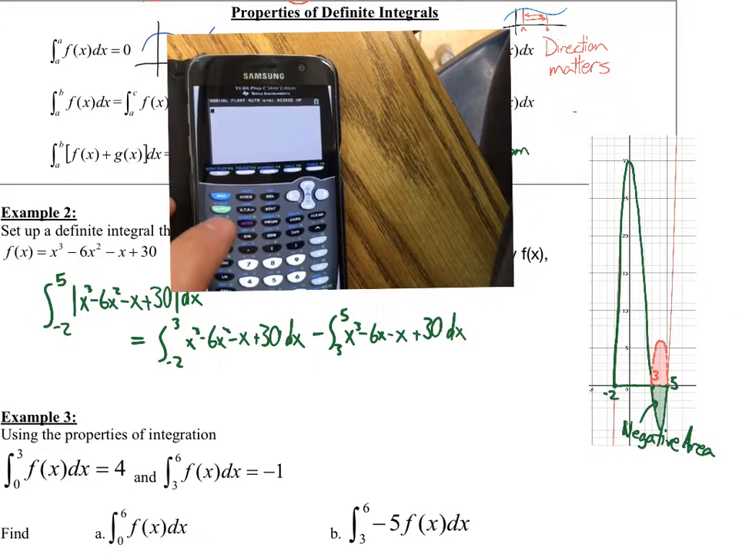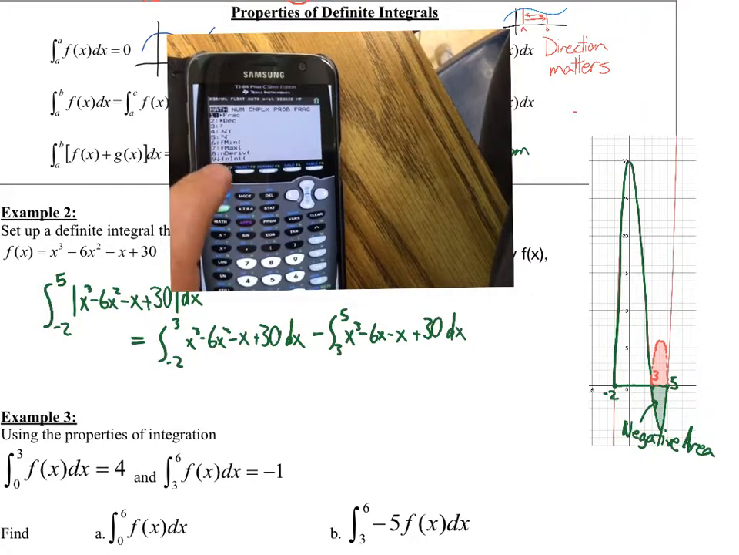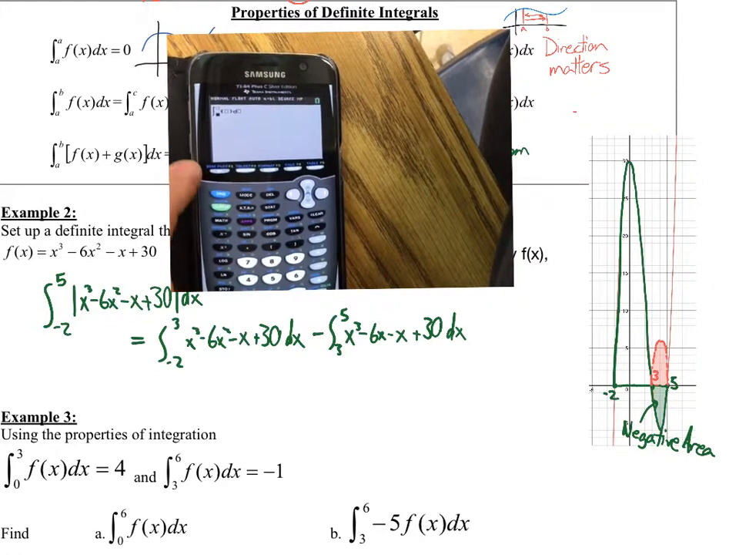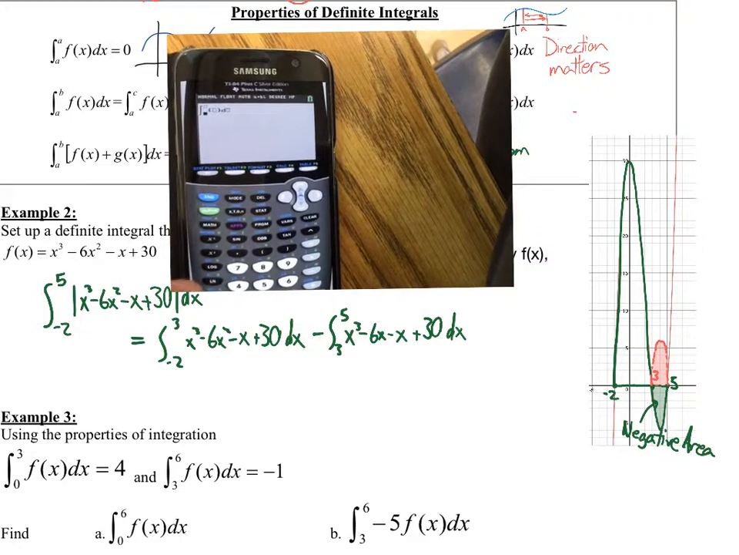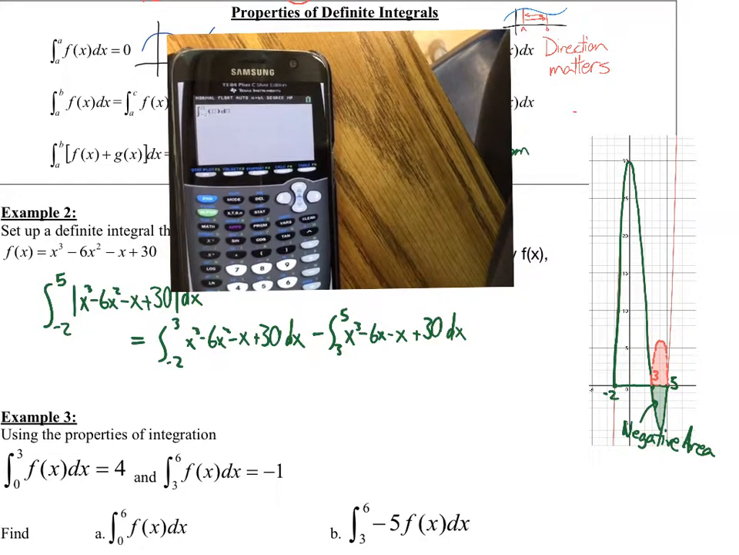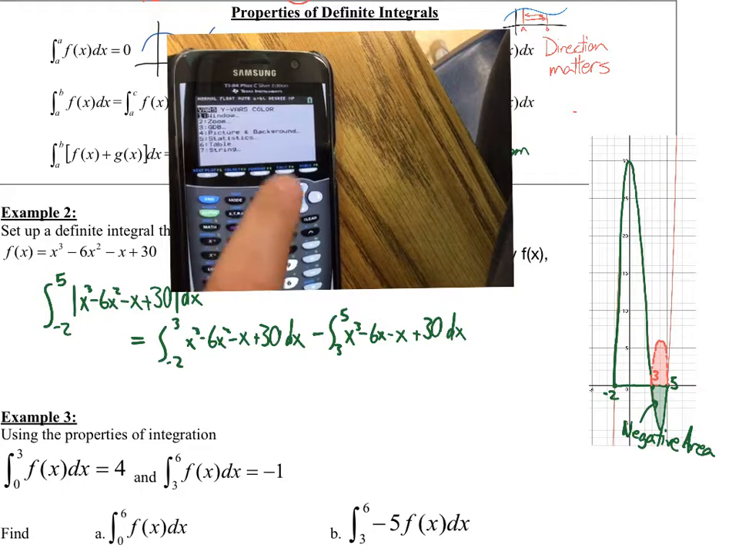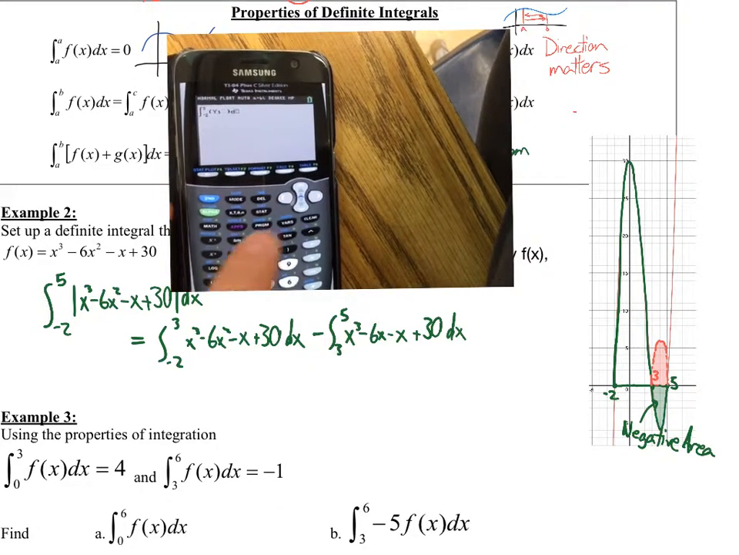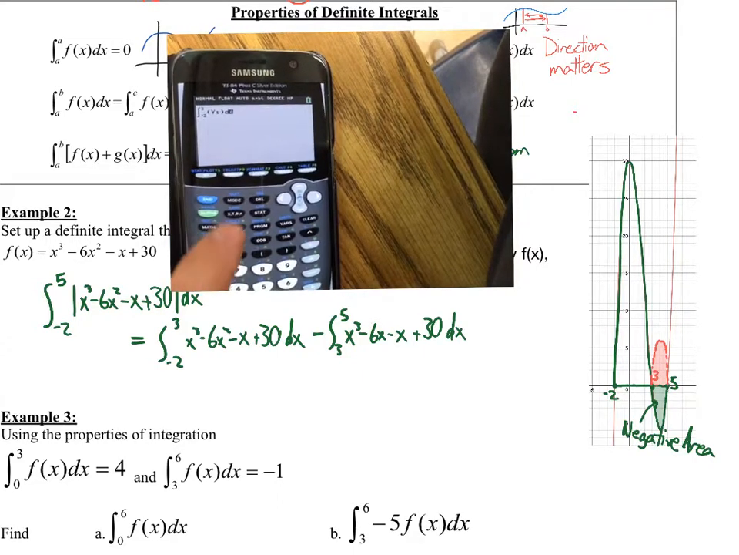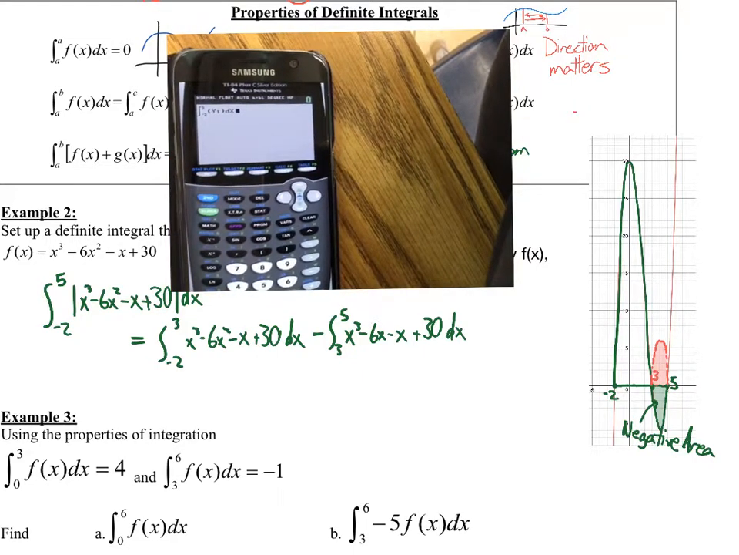So if you go to math, down here at number 9 is function integral, and it gives me a nice little template. So I'm going to do the integral from -2 to 3. So -2 I'm putting in as my lower bound, 3 as the upper bound. I want to do that for y1, so I'm going to go to Y-Vars, Function, punch in y1, and I'm going to integrate with respect to x. So I put the dx there. Okay?